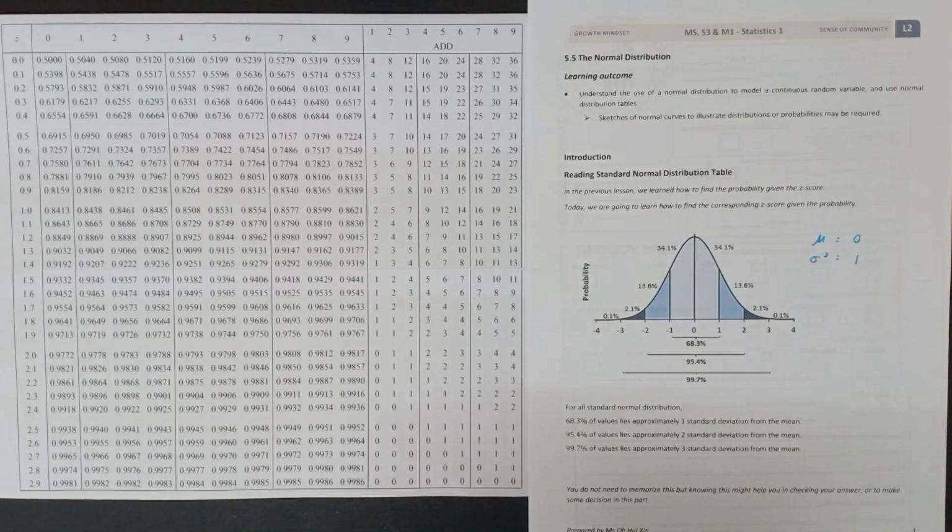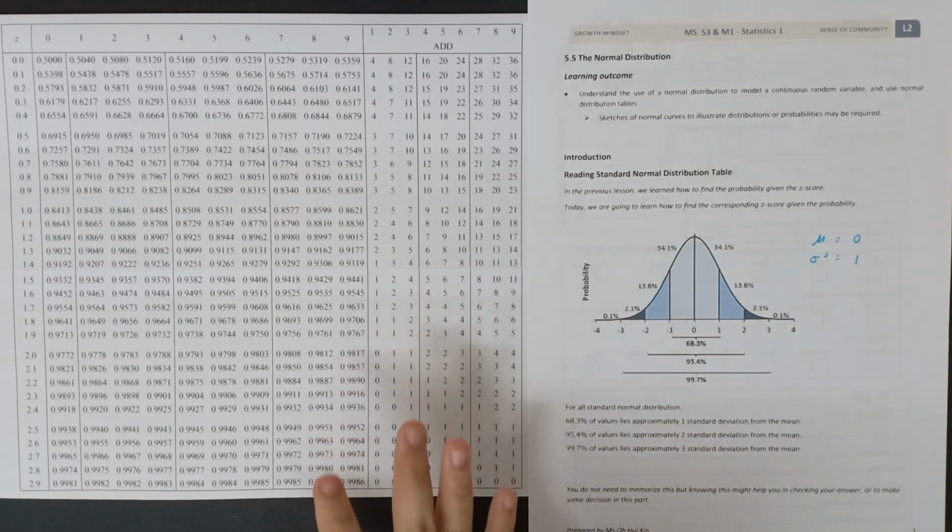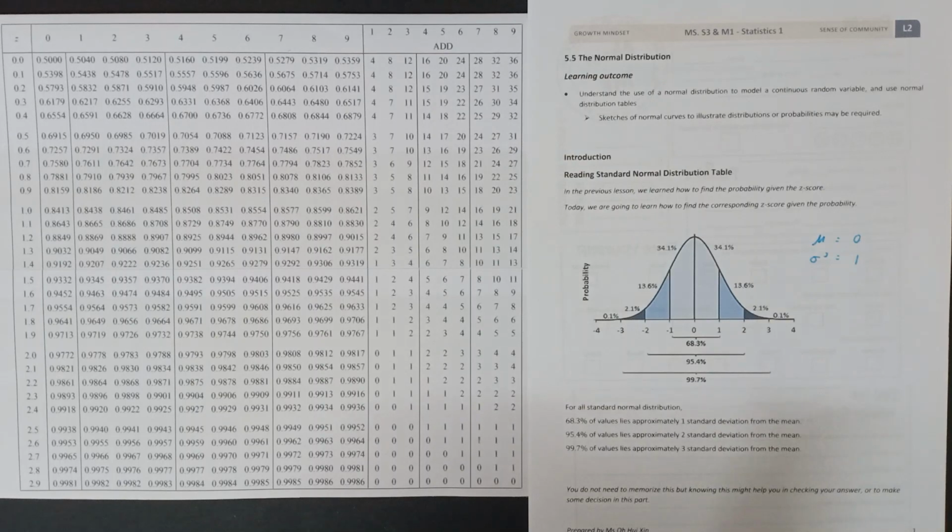For example, when you are finding P(Z), the area under the curve, when your z is smaller than negative 1.5.